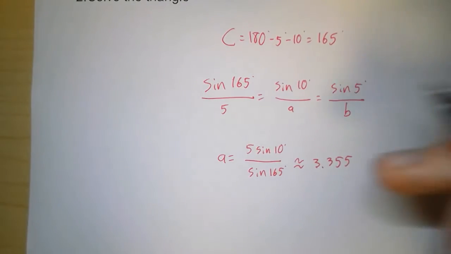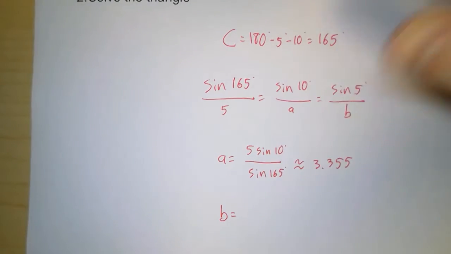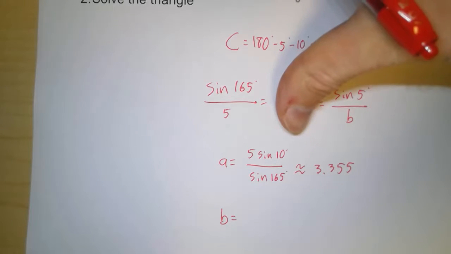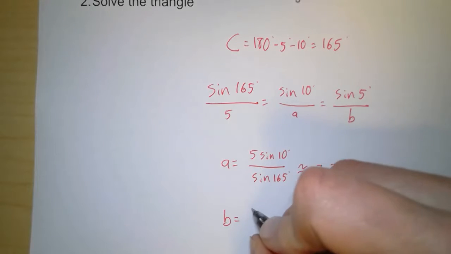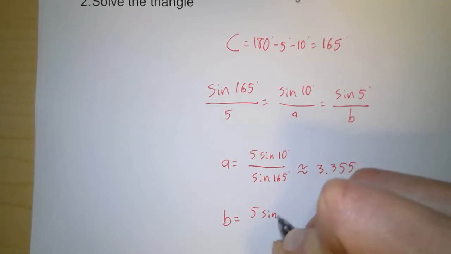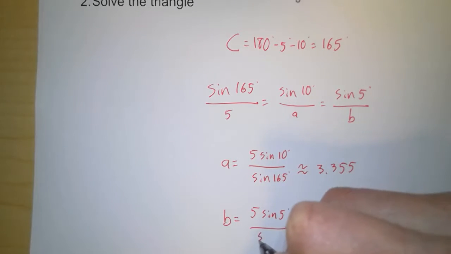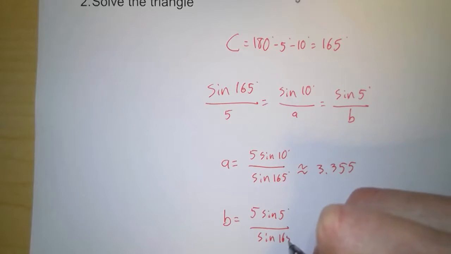For B, we're going to cover up this middle proportion, and we're going to cross multiply and divide this proportion. So that's going to be 5 sine of 5 degrees over sine of 165.